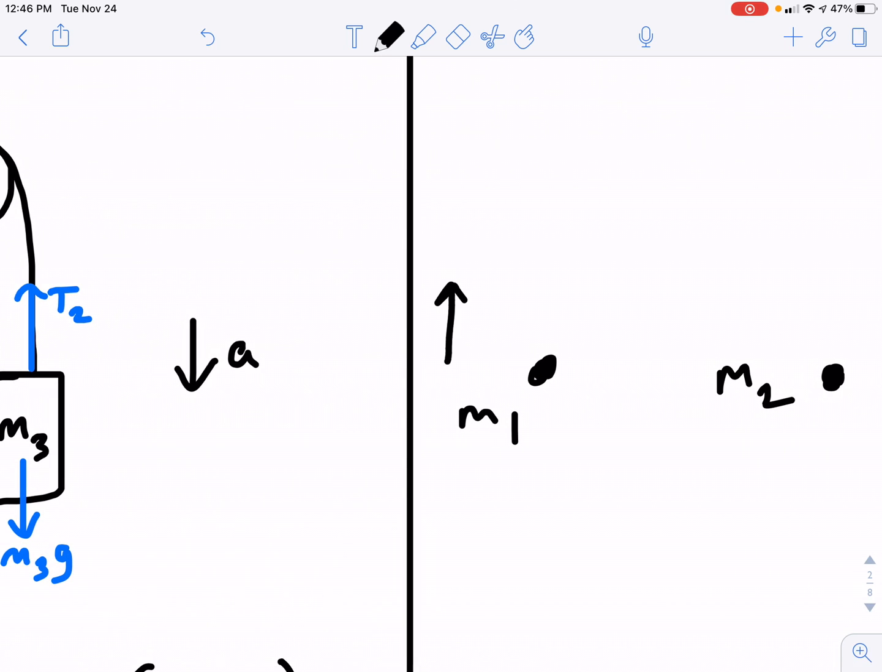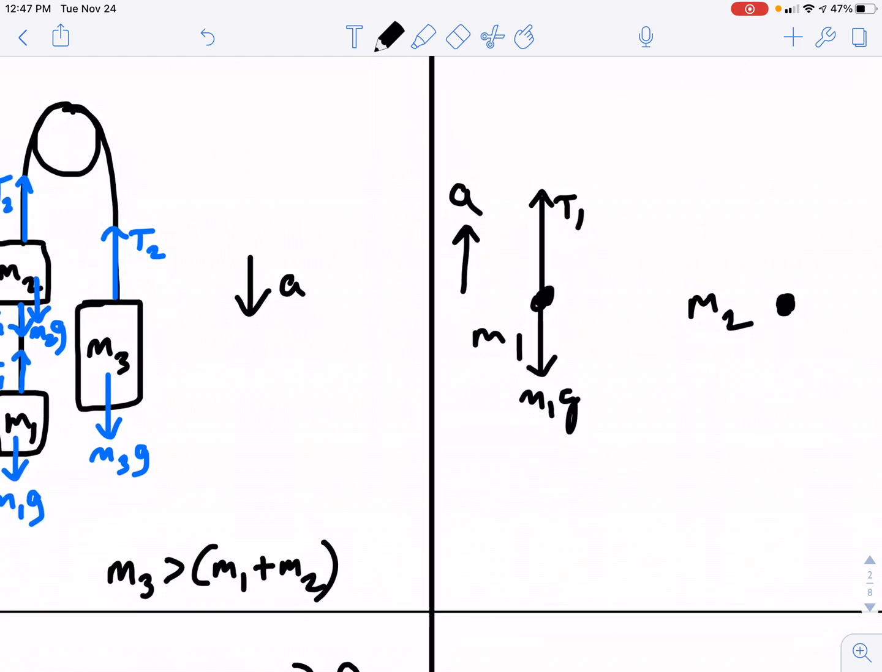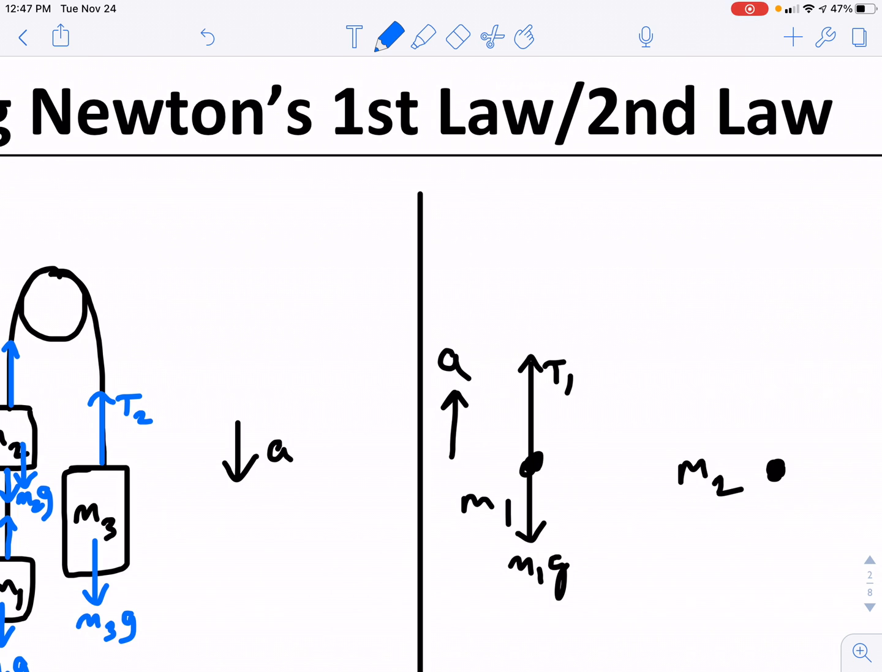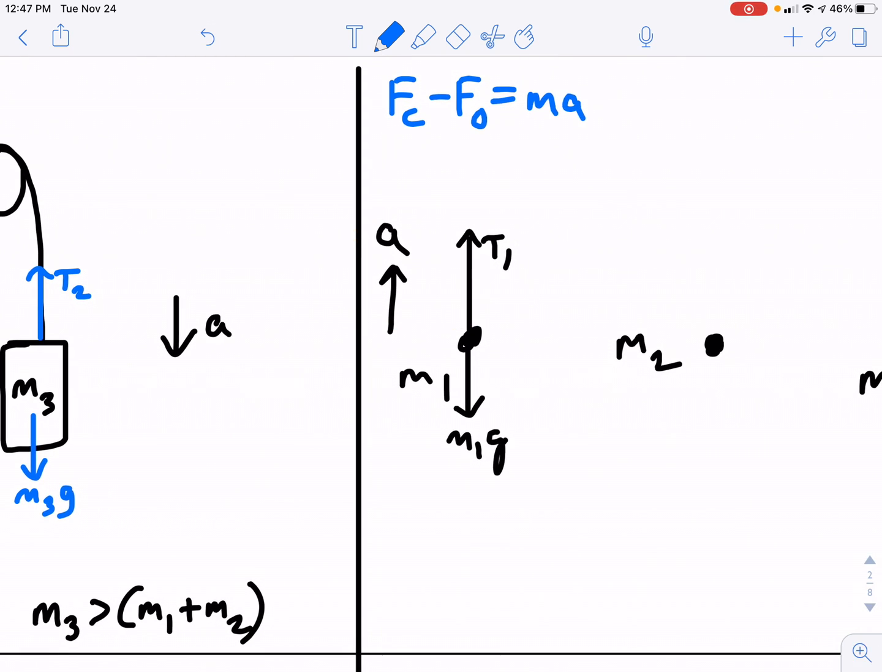Since mass 1 accelerates upwards, I need to draw tension 1 greater than M1G. The causing force must always be greater and longer than the opposing force. The equation that would model this, if we apply Newton's second law to just this one mass, causing force minus opposing force equals MA, would be tension minus weight equals MA.